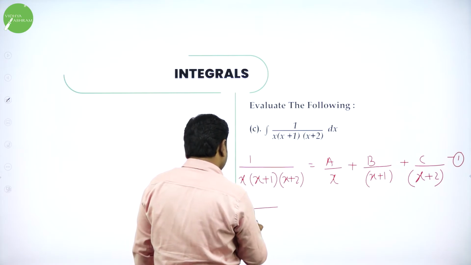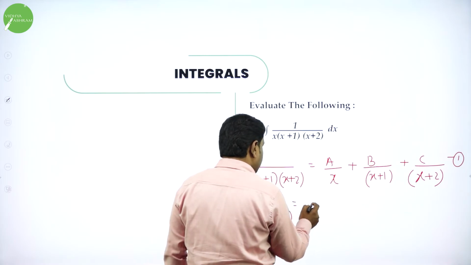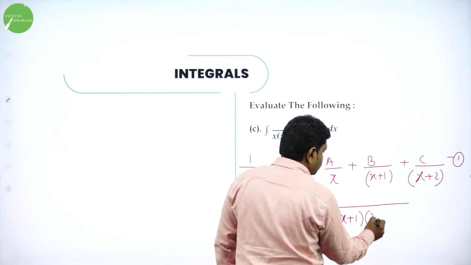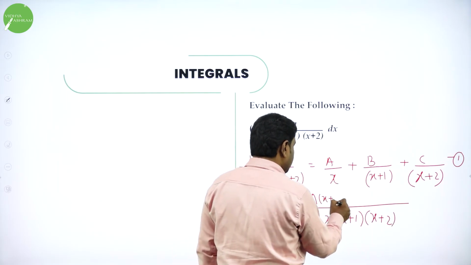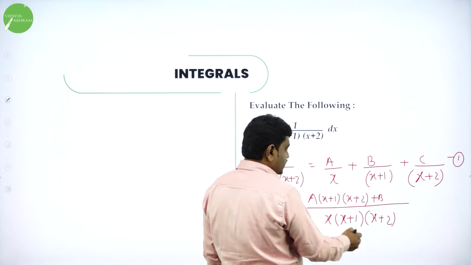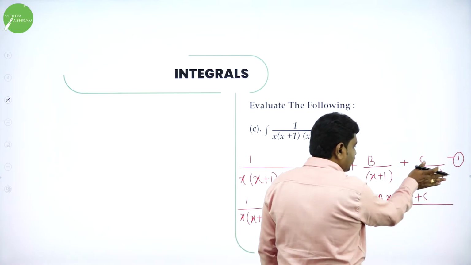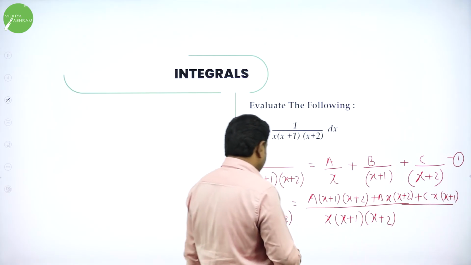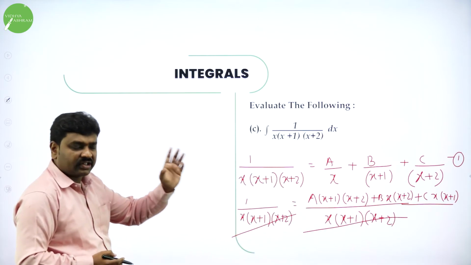So 1 divided by x into x plus 1 into x plus 2. If you take LCM, it will become, LCM is the same, x into x plus 1 into x plus 2, and cross multiply. For A, x cancels, remaining x plus 1 into x plus 2. B into x plus 1 cancels, it will become x into x plus 2. And C, denominator of C leave it, remaining you take x into x plus 1. Now again after taking LCM, denominators will cancel, so equate the numerator and call it equation 2.